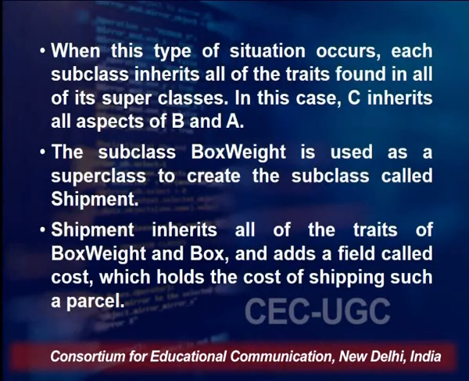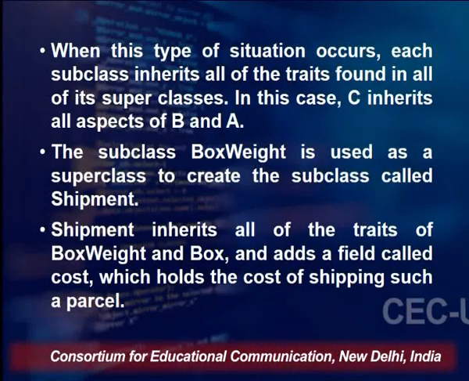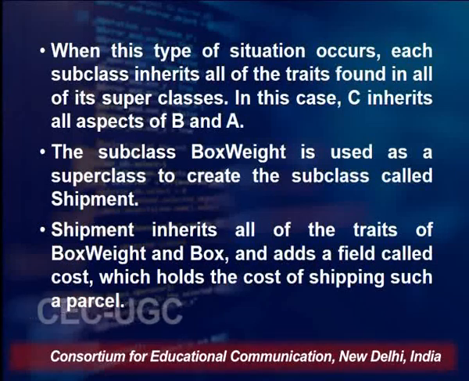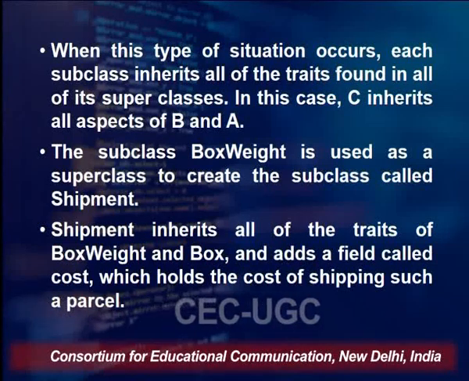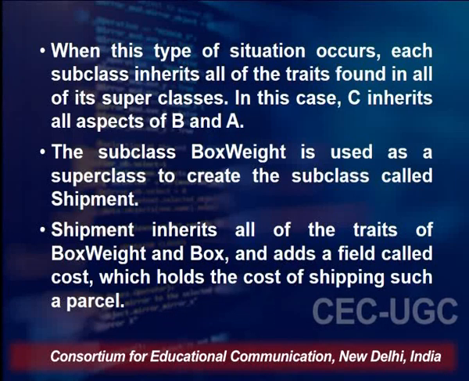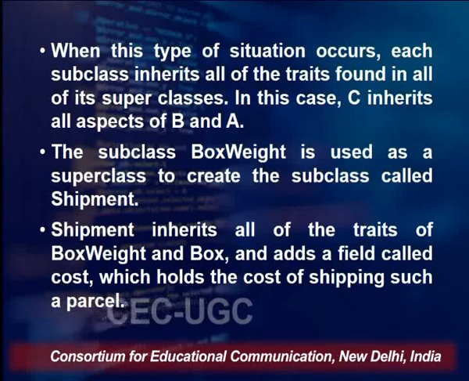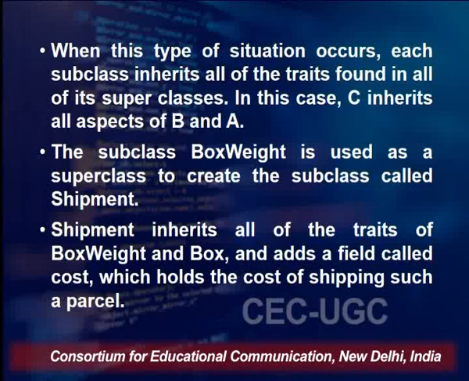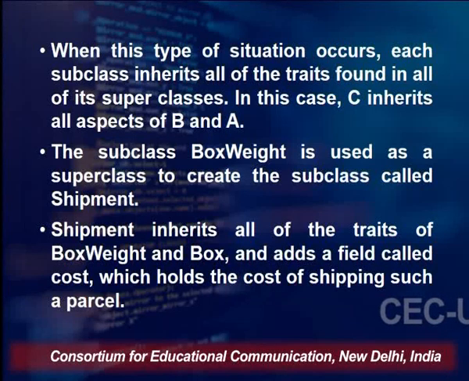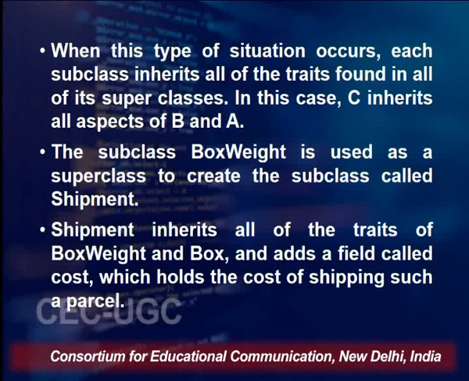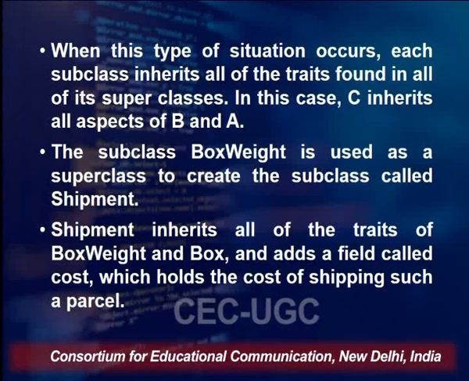When this type of situation occurs, each subclass is going to inherit all the traits found in its superclass. In the case of A, B, C, C is going to inherit the traits of B as well as the traits of A. Here we are going to see this whole concept with the help of the box weight and the box example.